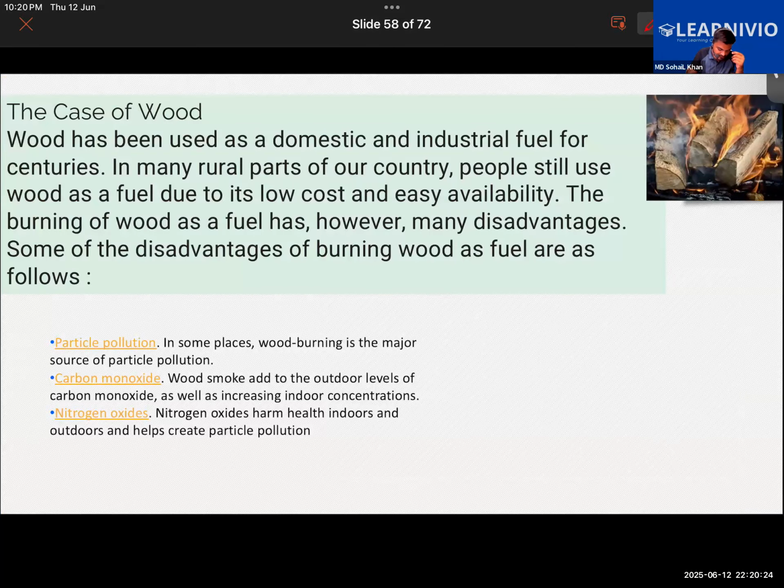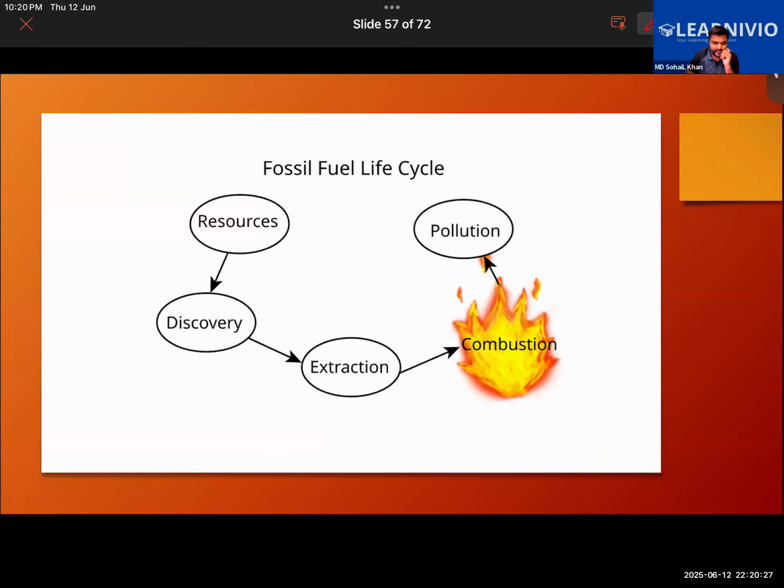Okay. Further, if you were to look at this, first of all, we discover the resources, like in so and so places, this much coal has been found, this much petroleum has been found. Then we extract it, either by mining or by drilling. We get it out of the earth, then we burn it, and due to burning of those fossil fuels, so many harmful substances, gases like carbon dioxide, carbon monoxide, methane, etc., are released into the air that leads to pollution. So that gives you an idea about the life cycle of the fuel. They are first discovered, extracted from the earth, burned, and that leads to pollution. Getting it now?